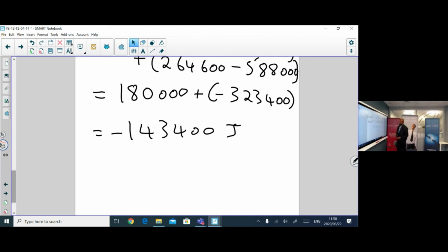If you can just look at this, this is the work done by friction. You're not supposed to write it like this. You can leave it like this, or you can just say this is approximately minus 143,400 joules.